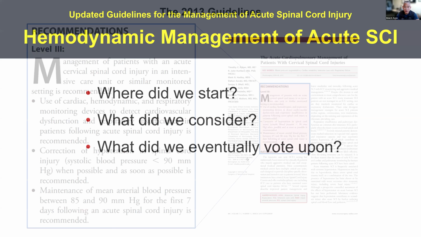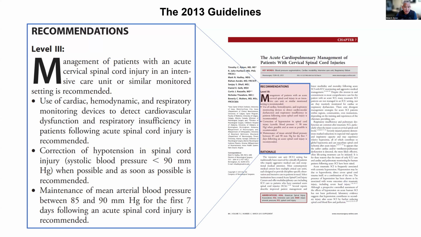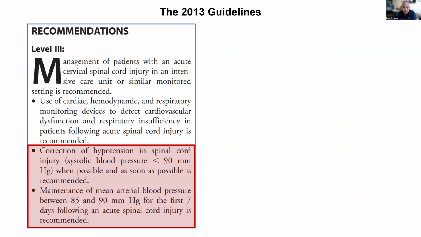As I referred to in the introduction, we began with the 2013 AANS/CNS guidelines, and I think we recognize these were widely acknowledged. We ourselves were very strong adherents to this guideline, and it recommended that hypotension be corrected and that the mean arterial blood pressure be maintained between 85 and 90 millimeters of mercury for the first 7 days.